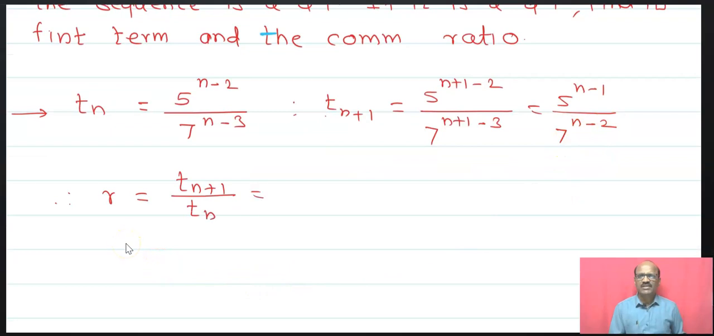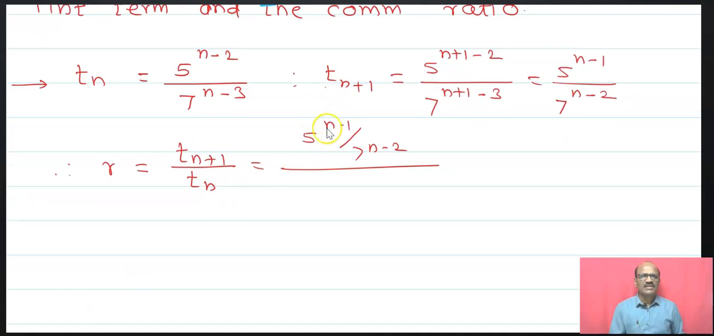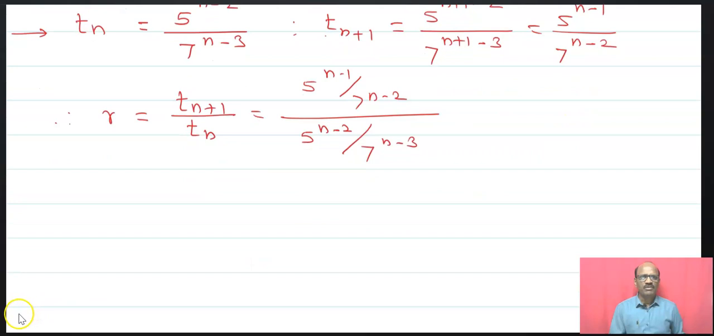Now we will take the ratio r is equal to Tn plus 1 upon Tn. If we get this ratio as a constant, then the given sequence will be in geometrical progression. Now, in this step, we substitute the value of Tn plus 1, which is 5 raised to n minus 1 upon 7 raised to n minus 2, and here is Tn.